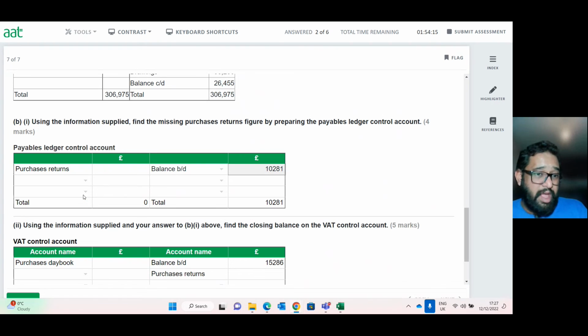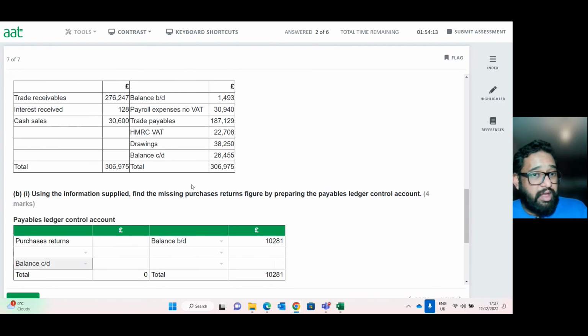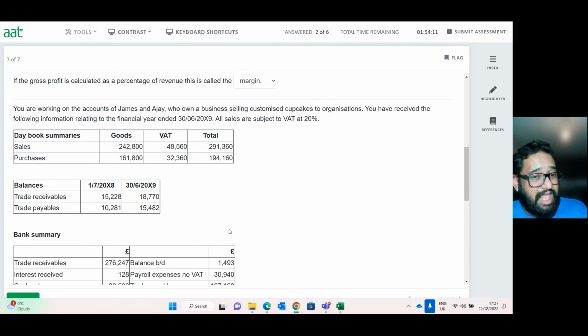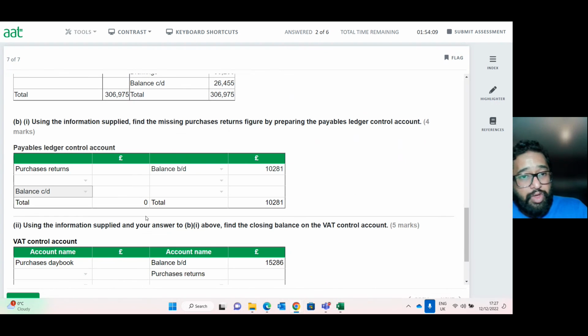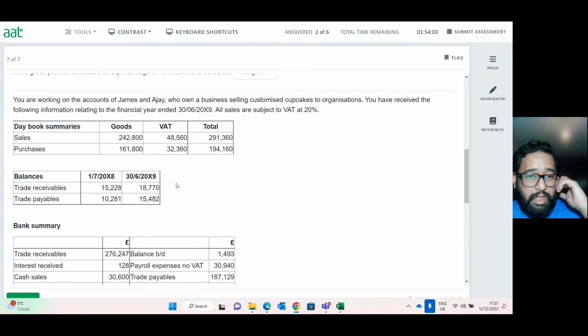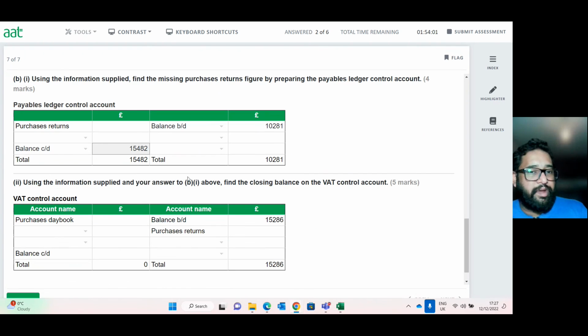It starts with that one, and the balance carried down, what we ended with, is 15,482. That will be on the debit side, 15,482. We have that figure also embedded.